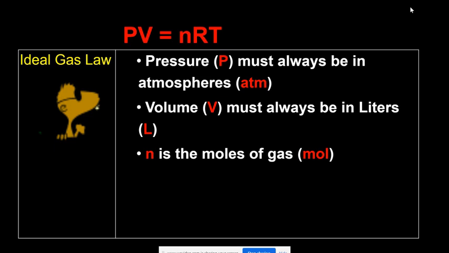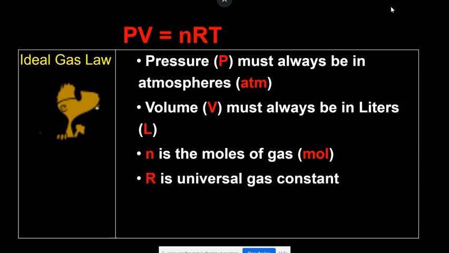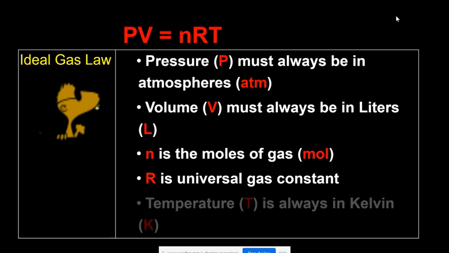Sometimes it's given to us in moles, but sometimes we're given grams, and we have to do a gram to mole conversion. R is a universal gas constant. It will be the same every single time you do this equation. We'll talk about what that R value means shortly. And finally, T is temperature. Temperature must always be converted into Kelvin. Typically, we're given temperature in degrees Celsius, and we're going to add 273.0 to that value to make sure we have the correct units.